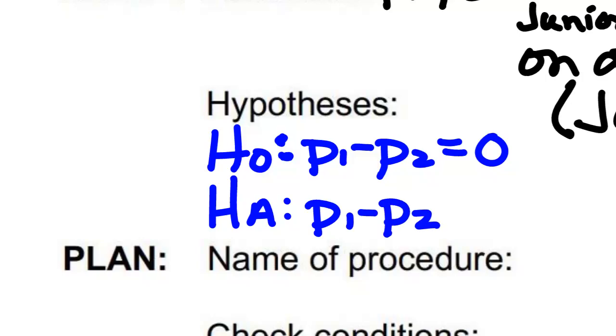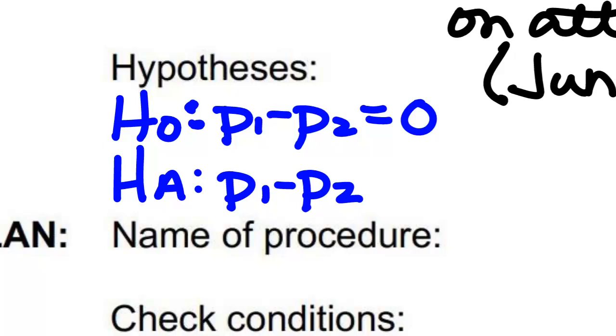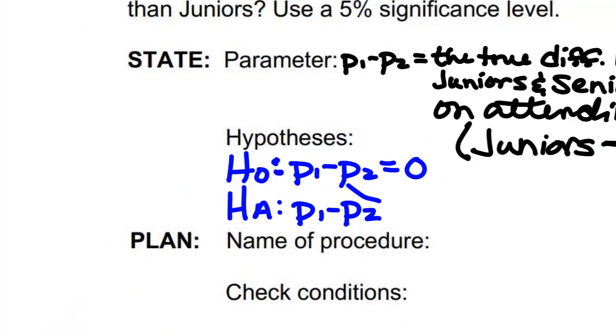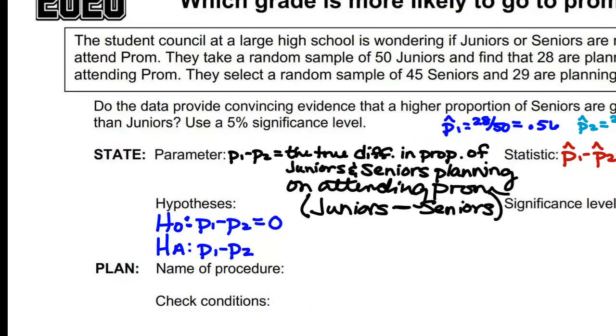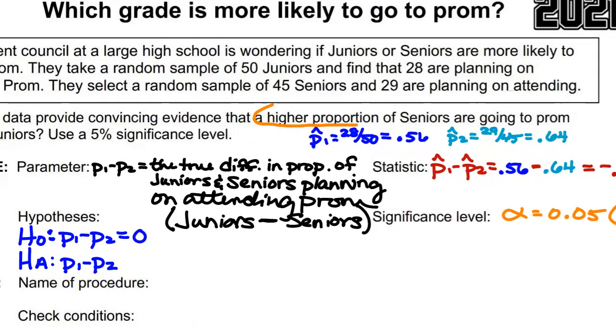P1 minus P2. Do it like that? Yes, absolutely. You don't have to do both of those. Yep. I want to be really sure that we know where we're getting this information from. It says, do the data provide convincing evidence that a higher proportion of seniors? So I don't just want to know if it's different from. I think more seniors are going to go to prom than juniors. And I have some evidence for that. My p hat 2 is 0.64. My p hat 1 is 0.56. So I have some evidence that it looks like more seniors are going than juniors.